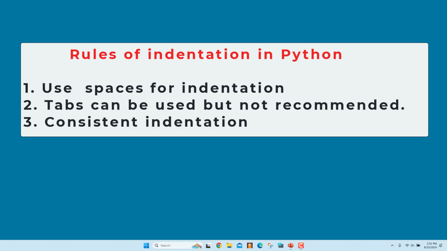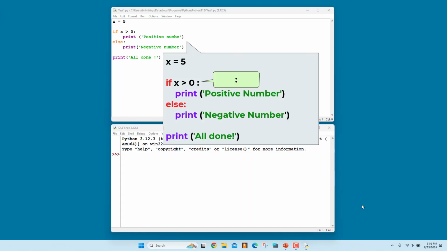Rules of indentation in Python. Use spaces for indentation. Python by default uses 4 spaces for each level of indentation. You can use any number of spaces. While you can technically use tabs, it's recommended to use spaces for consistency and to avoid issues with different editors and environments. Consistent indentation. Maintain consistent indentation throughout your code. Mixing spaces and tabs or using different numbers of spaces for indentation can lead to indentation errors.